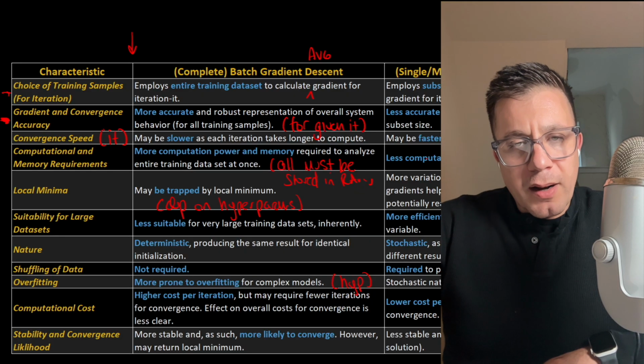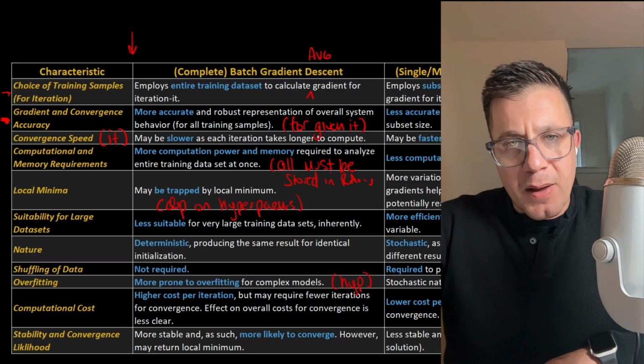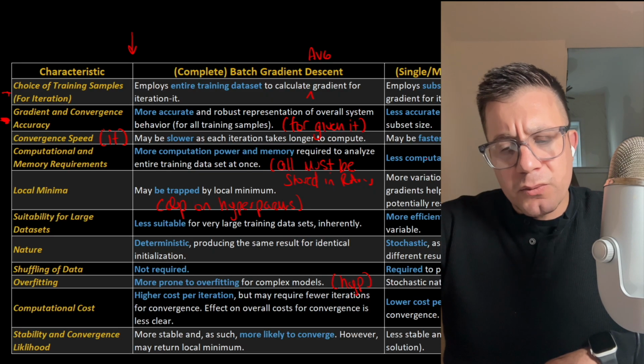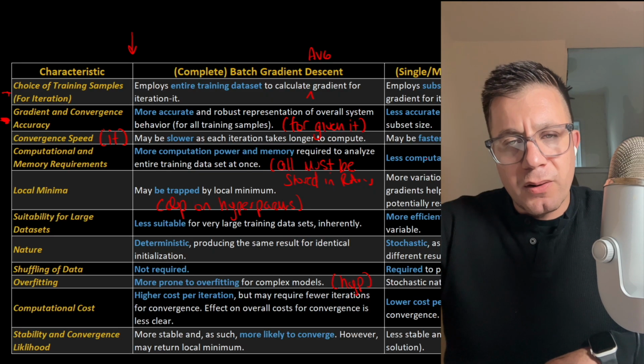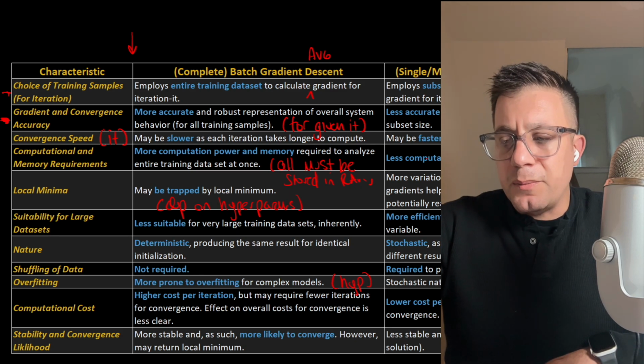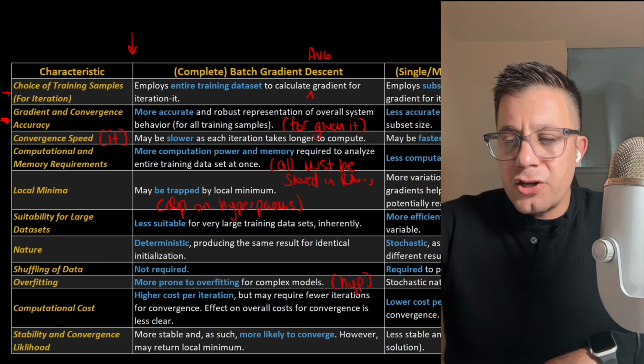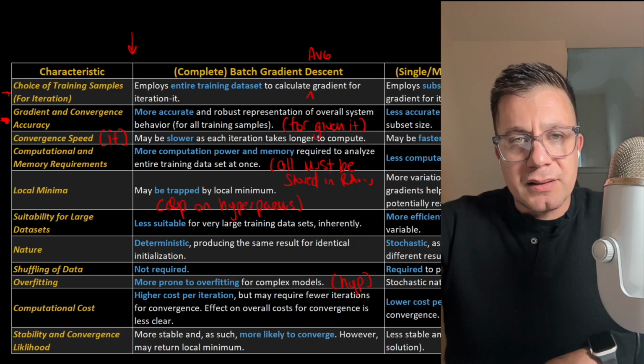Next, we discuss gradient and convergence accuracy. We observe that the complete batch gradient descent method yields a more accurate and robust representation of the overall system behavior with consideration of all training data samples for each iteration's update. The stochastic gradient descent method yields a less accurate representation of the system behavior with the accuracy per iteration largely depending on the subset size used.